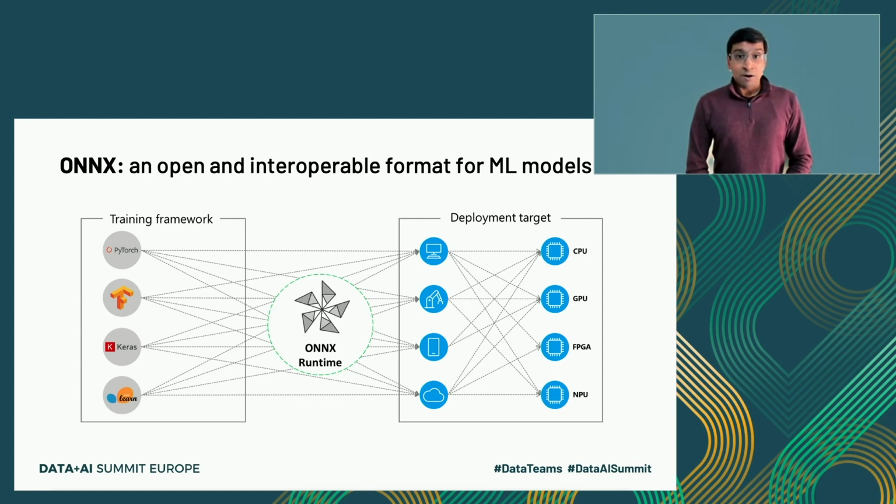ONNX defines a common set of operators, the building blocks of machine learning and deep learning models, and a common file format to enable AI developers to use models with a variety of frameworks, tools, runtimes, and compilers. It enables users to train models using any framework compatible with ONNX. The trained models can then be converted to ONNX and represented in open and interoperable format and can be deployed to any compatible target. For example, a PyTorch model can be exported using torch.onnx.export functionality.